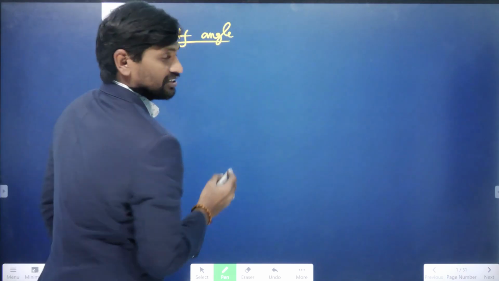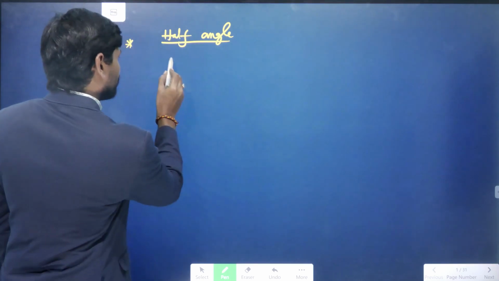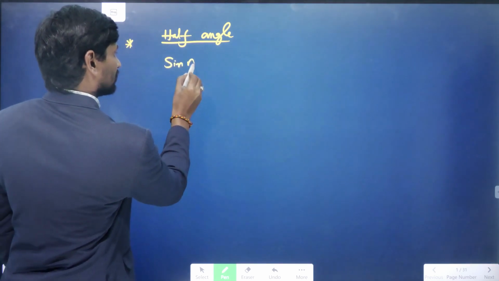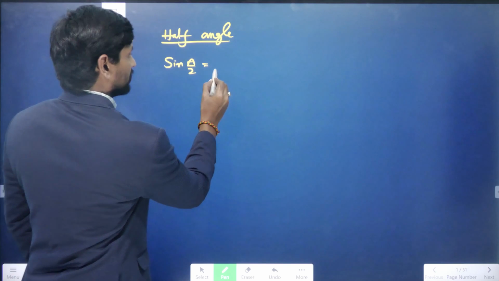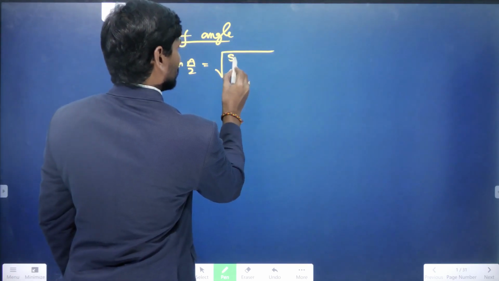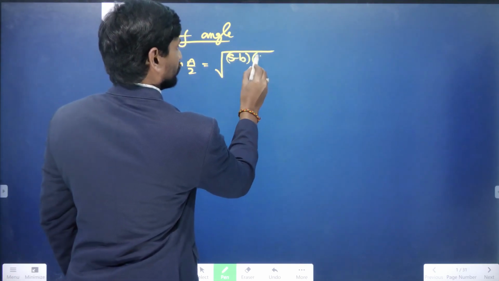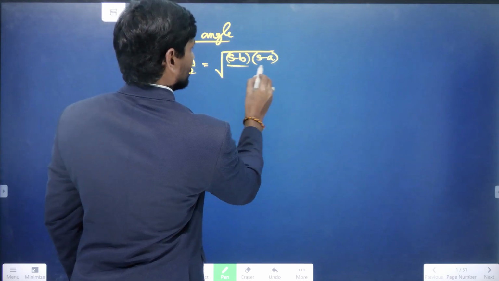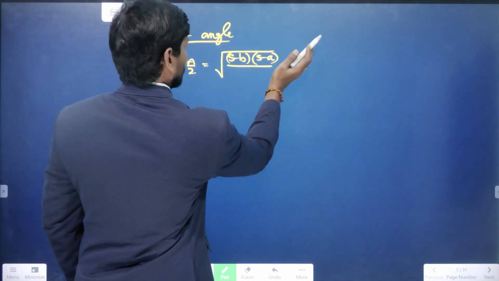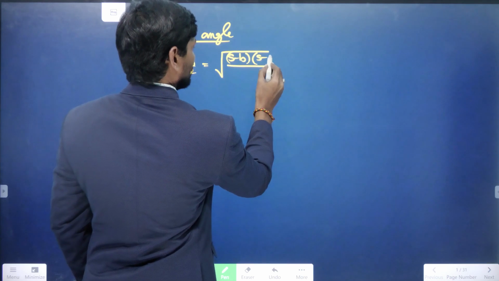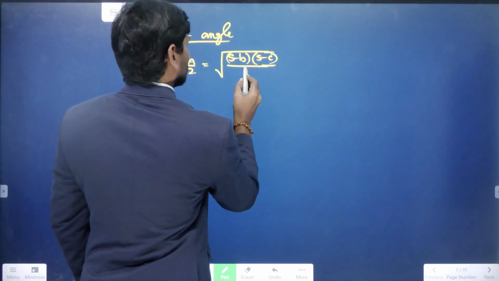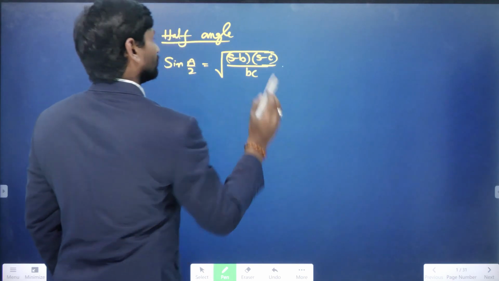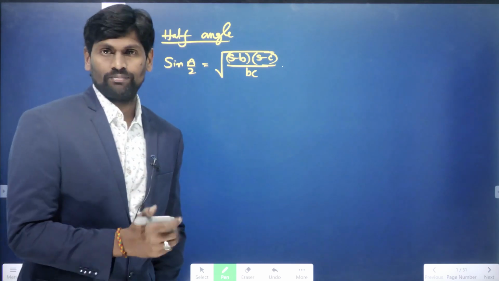So the first formula, sin A by 2, is equal to root over (s minus b) into (s minus c) by bc. So this is the formula for sin A by 2.